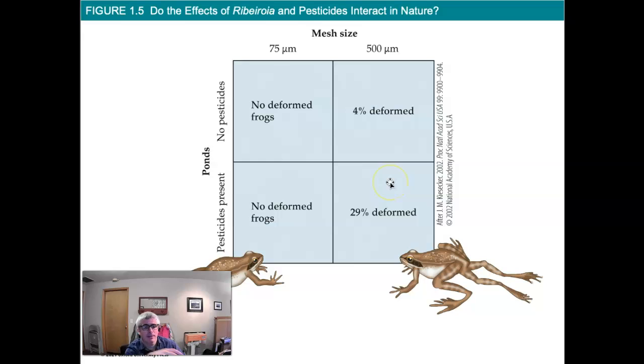And then when pesticides are present with the 500 micron mesh, Ribeiroia can enter. It can parasitize the frogs, and with pesticides present, the percentage of deformity goes up to 29%. So this is showing kind of a mixed effect, meaning you have to have the parasite to have the deformity, but parasites are much more effective at creating deformity in the presence of pesticides.